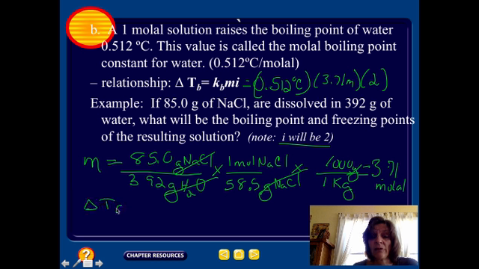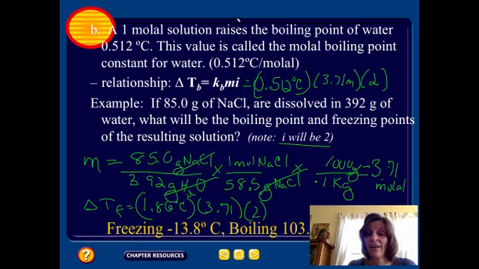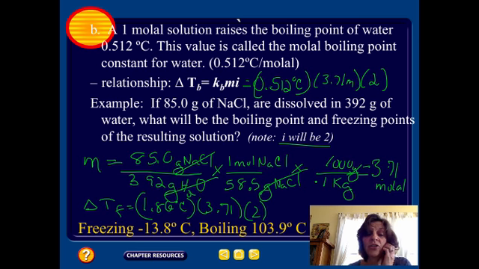Delta T of freezing has a constant of 1.86. Molality 3.71, and i is 2. Pause until you get an answer. Your freezing point should have changed by 13.8, so it's 0 minus 13.8 to get your freezing point, and your boiling point should have changed by 3.9 degrees Celsius, raising it to 103.9.